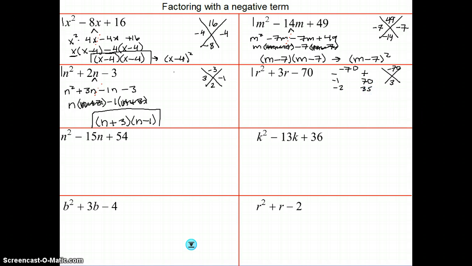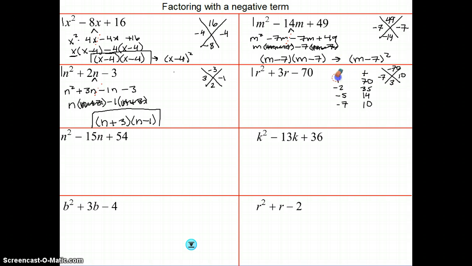It is not divisible by negative 3 or negative 4. It is divisible by negative 5, and that leaves me with a positive 14. It is not divisible by negative 6. It is divisible by negative 7, which leaves me with a positive 10. And when you add these two together, you get the positive 3 that we are looking for. So our two numbers are negative 7 and positive 10.